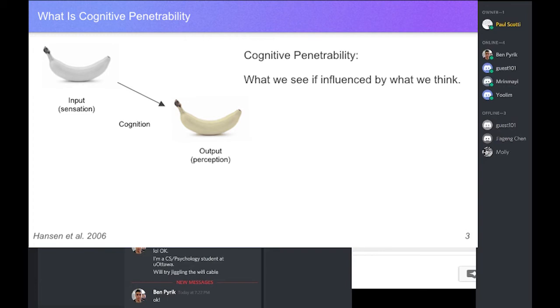And in this paper, we're basically just going to be addressing visual perception. Of course, other senses can also apply to cognitive penetrability. But basically, the vast majority of studies are on visual perception, so we're going to constrain the discussion to vision.